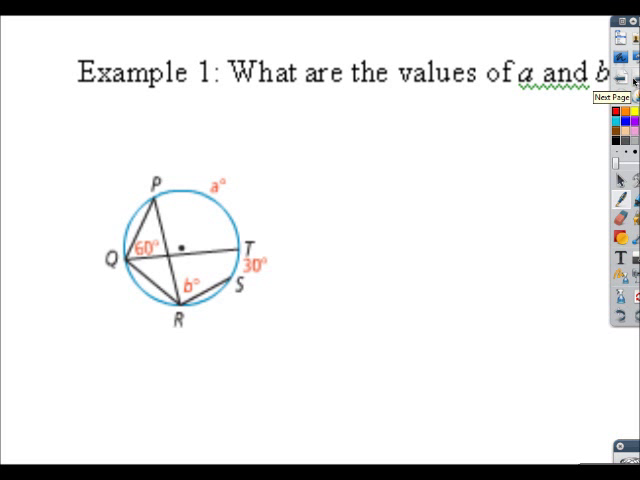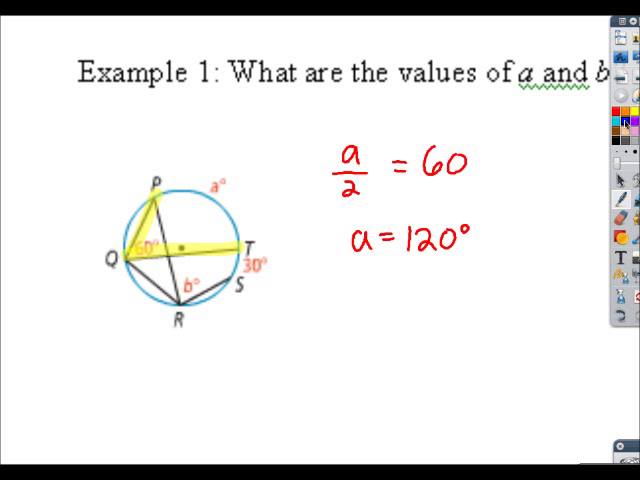Do an example here. Find the value of A and B. Well, to find A, we're going to use that highlight. That angle right there is the inscribed angle for the arc with measure A, which means that the angle is half of the arc. So one half the arc is equal to 60. Again, the inscribed angle is half of the arc that it cuts. So 60 is half of A, which means that A has to equal 120.